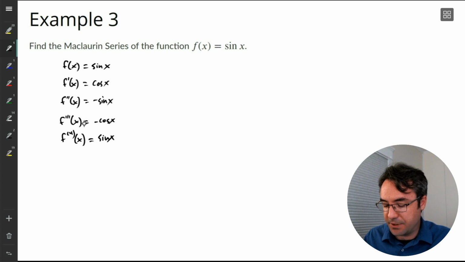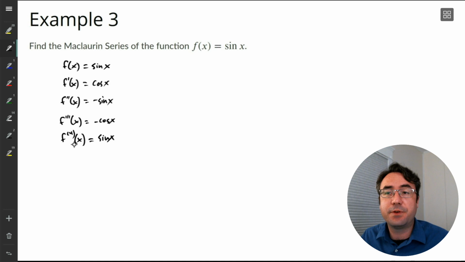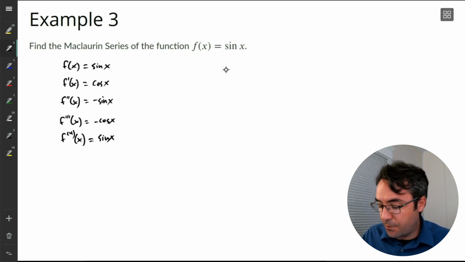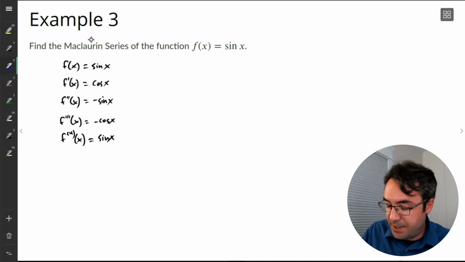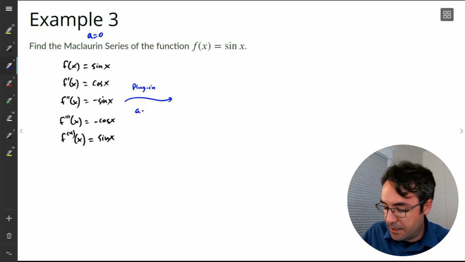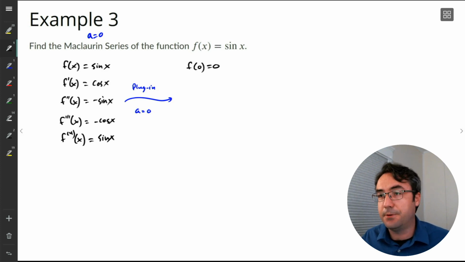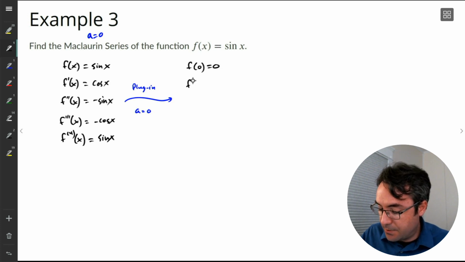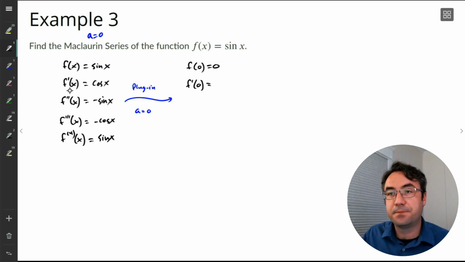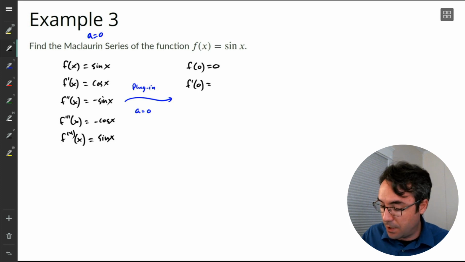All right, so we have calculated the necessary derivatives: our first, second, third, and fourth derivatives. And we know for a Maclaurin series, this means a equals 0. So we're going to plug in a equals 0. Let's plug 0 into our original function. We get sine of 0, which is 0. Now let's plug 0 into our first derivative. We get cosine of 0, which is 1.